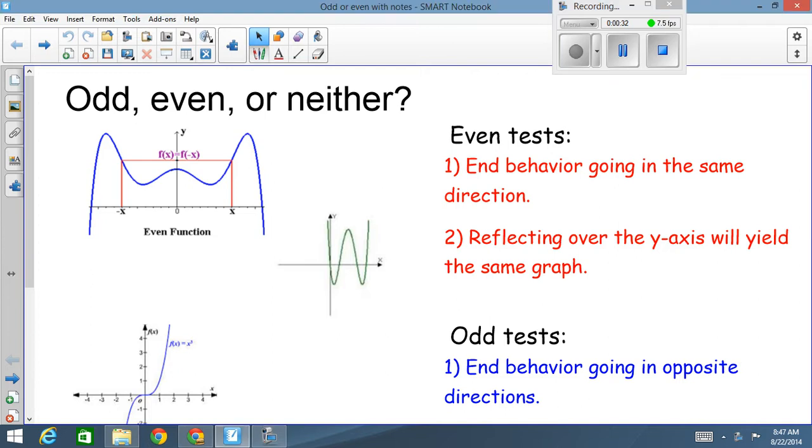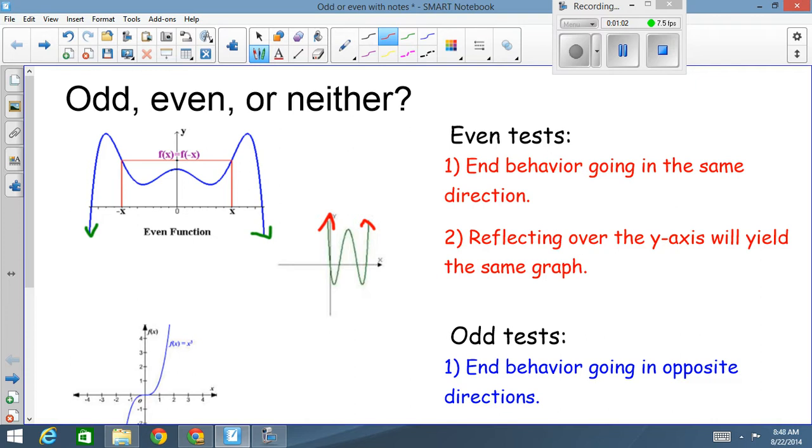the same direction. So if you look at the first graph to the left here, you notice that our end behavior, both of the ends are heading toward negative infinity. They're both going down, so that passes the first test of whether or not it's an even function. The second example also has end behavior that is going in the same direction. They're both going to infinity. So both of these graphs pass test 1.